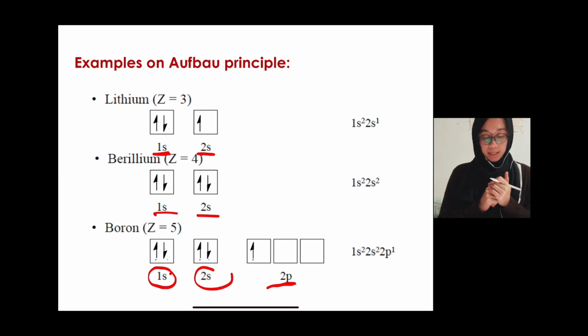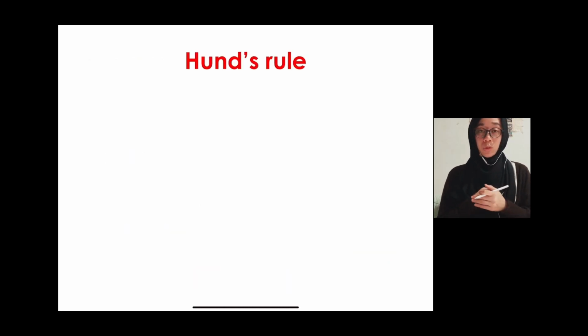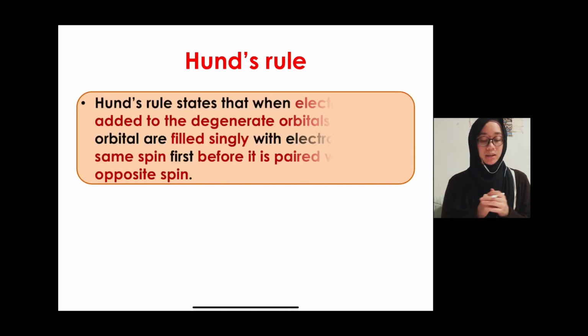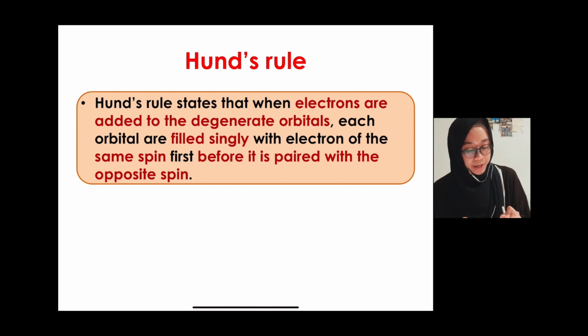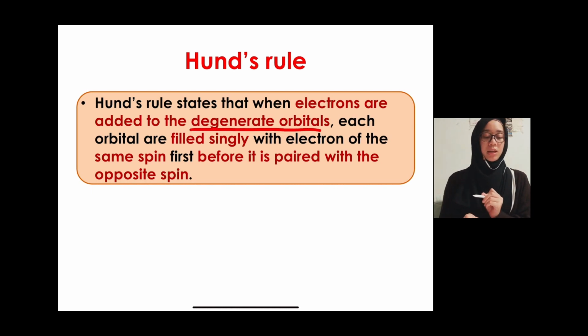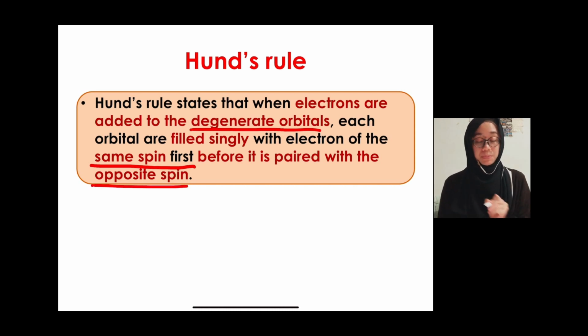Okay, and now let's learn one last rule, which is what we call as Hund's rule. So Hund's rule says that when electrons are added to the degenerate orbitals, each orbital is filled singly with electron of the same spin first. Okay, so same spin first before it is paired with the opposite spin. Okay, so benda pertama kamu nak kena faham kat sini adalah what is degenerate orbitals.